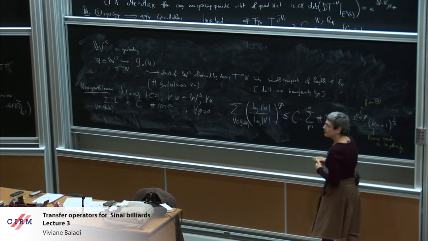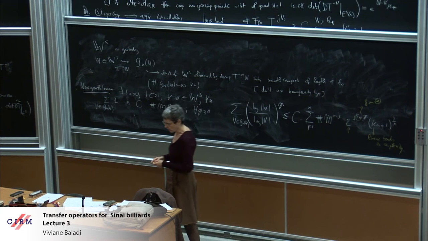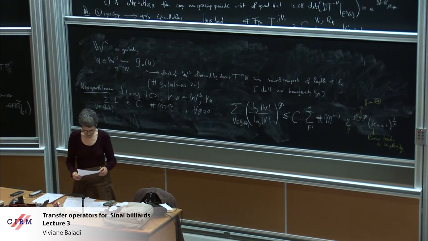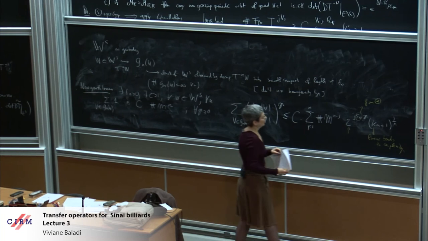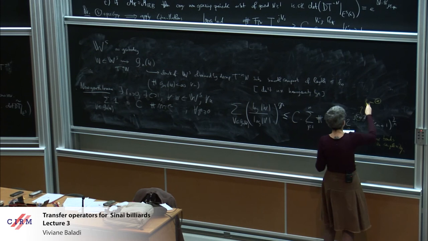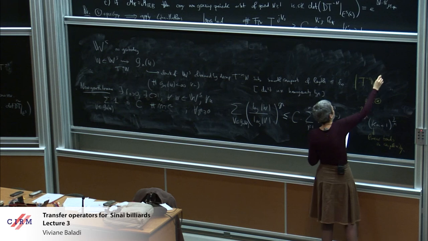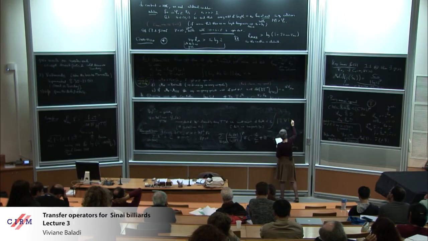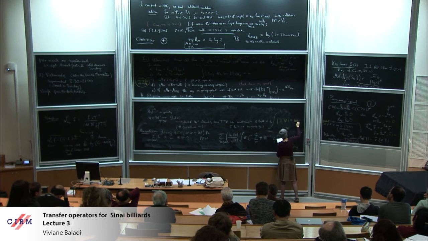The 2 is here because the size of t minus 1 of W is in general big. When you have a singularity, and W is very small, t minus 1 of W can be very big, but we have this control, the square root.